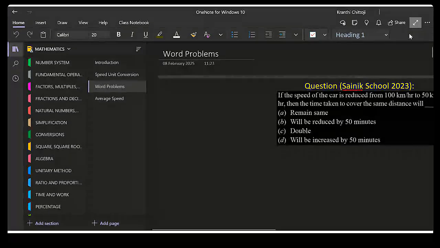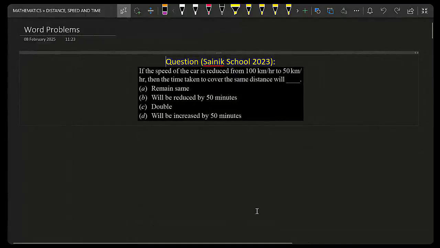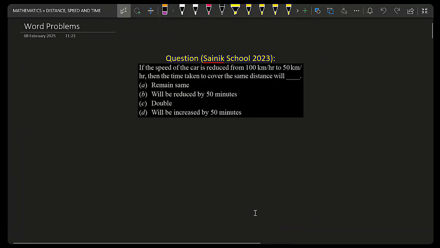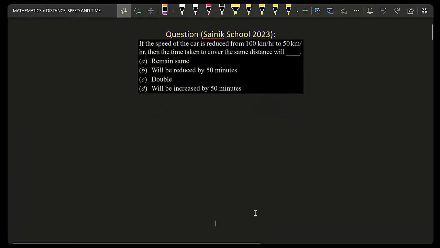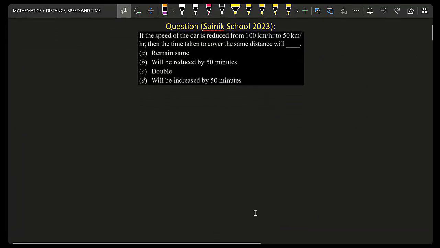Next, we have the word problems based on distance, speed, and time. So this question came in the 2023 exam. If the speed of the car is reduced from 100 kilometers per hour to 50 kilometers per hour, then the time taken to cover the distance will dash. Remain same, will be reduced by 50 minutes, double, will be increased by 50 minutes. What will happen? So who is answering this question?